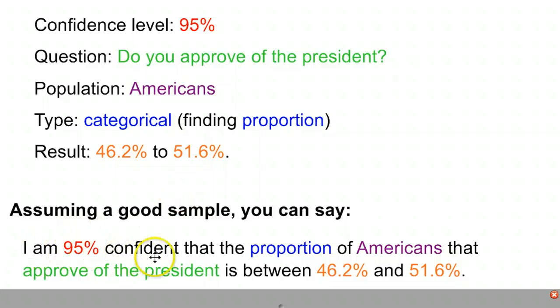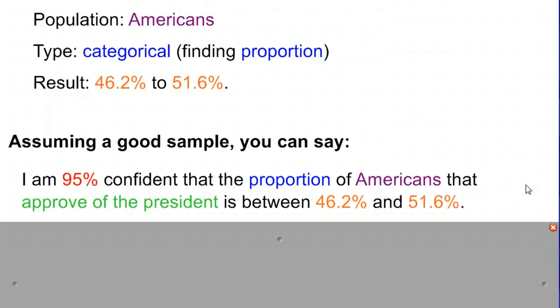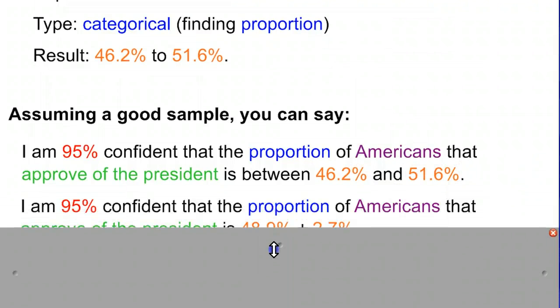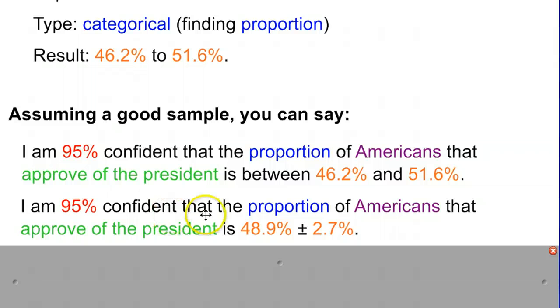So you're 95% confident that the proportion of Americans that approve of the president is between these numbers. You will never be sure if you're right. You can also use plus minus notation to say almost the same thing. I'm 95% confident that the proportion of Americans that approve of the president is 48.9% plus or minus 2.7%. All I did is applied that method of finding the middle of these two endpoints of the interval and then figuring out the margin of error, how much wiggle room I have in either direction.